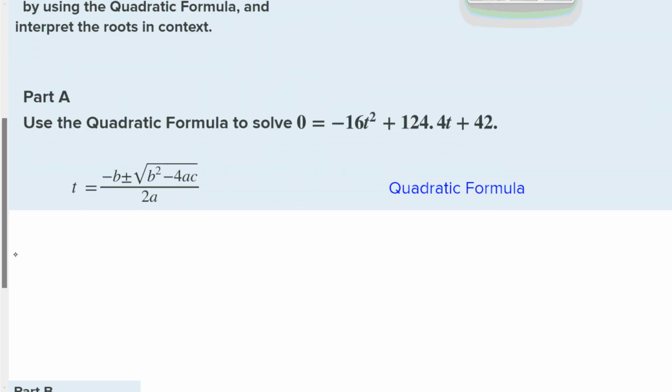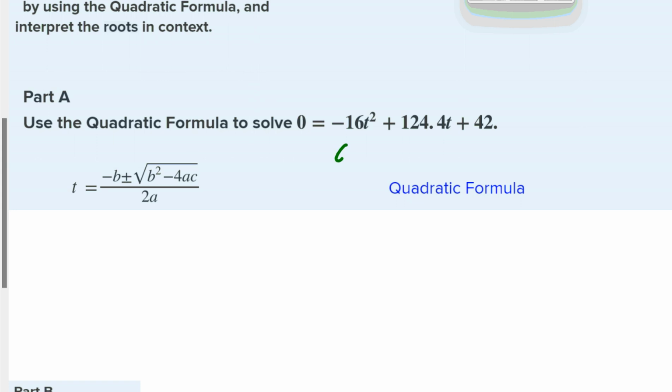So here's the quadratic formula. It is negative b plus or minus the square root of b squared minus 4ac, all over 2a. You can look up a video on how to memorize it, and you can do it with a song. But there it is: negative b plus or minus the square root of b squared minus 4ac, the whole thing over 2a. Or you could write 2 equations, and I'll show you how to do that at the end.